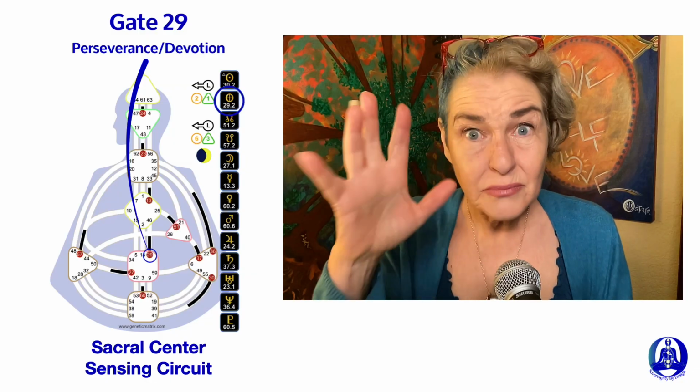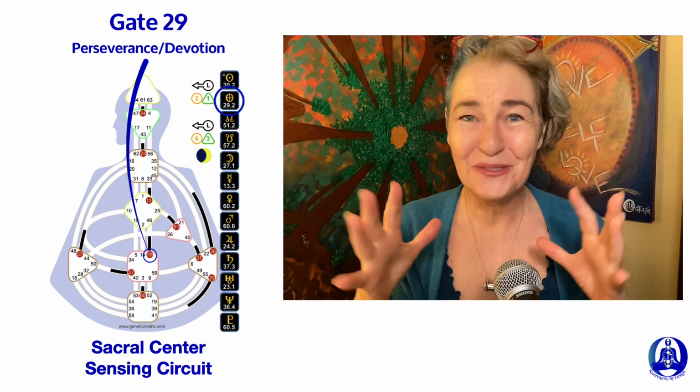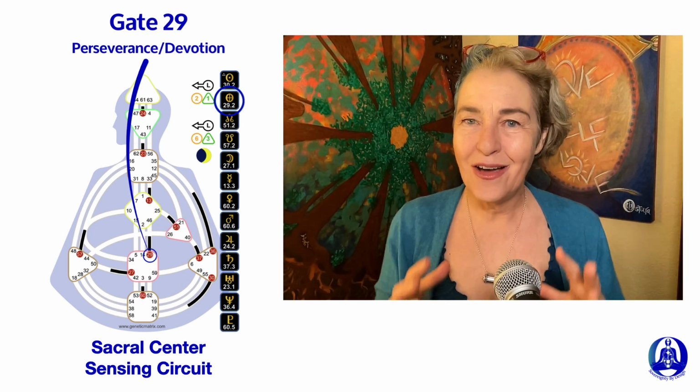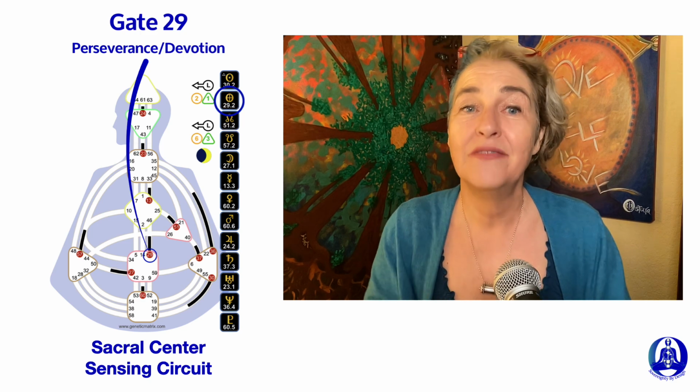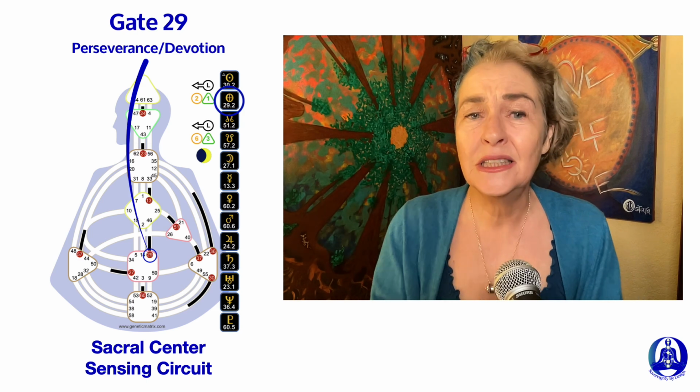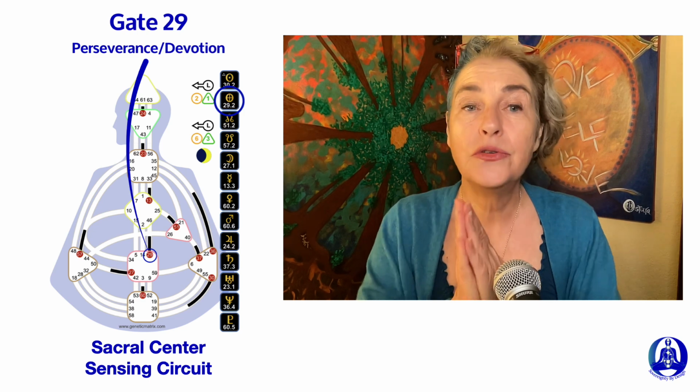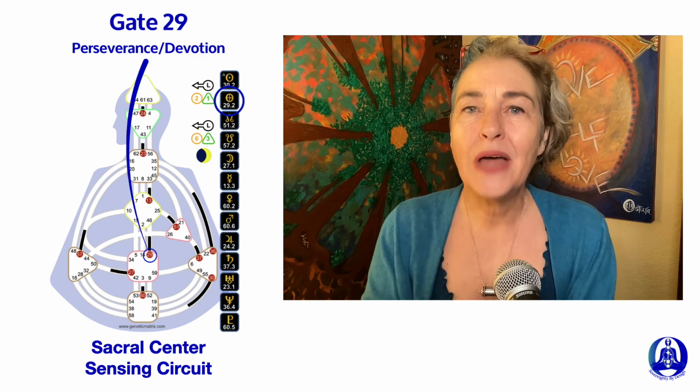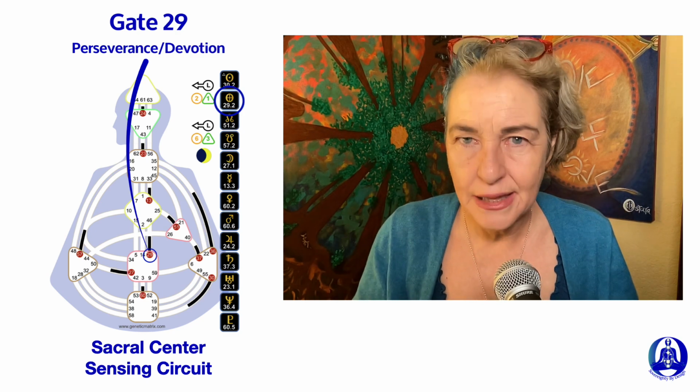And then that kind of fireball, if you will, of the sun is resting on the gate of perseverance, or the gate of devotion, the gate 29, which is on the sacral center, but it's also in the sensing circuit. So we're getting a lot of energy through this sensing circuit. And the question to ask yourself here is, what are you devoting yourself to? Are you devoting yourself to your passion, to what you're imagining, to that which you desire, to the new possibilities and potentials that have become available to you? Are you devoting yourself to that?